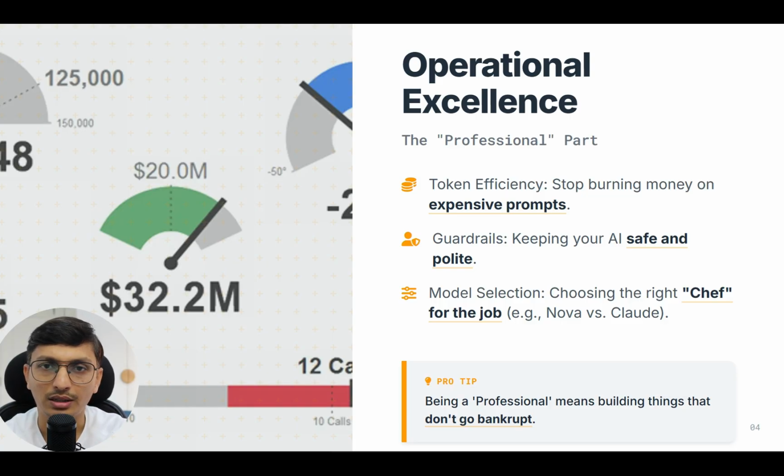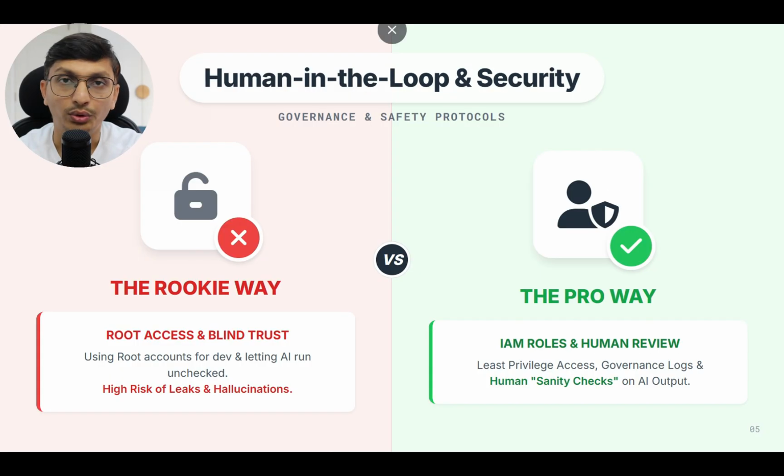We are going to understand how to efficiently use tokens, guardrails, which we just talked about, meaning keeping your AI safe and polite, and model selection, meaning choosing the right model for your specific use case. How are we going to do this? We are going to use IAM roles and human reviews at every point. We are not going to use root access for this course because that can create a lot more problems for us. So we are going to create a separate account and a separate user, and provide the IAM roles to that user rather than using our root account.